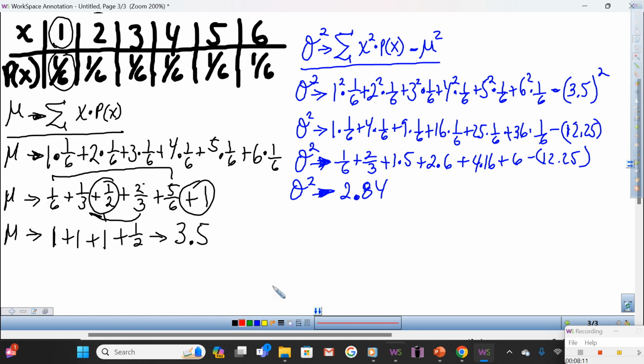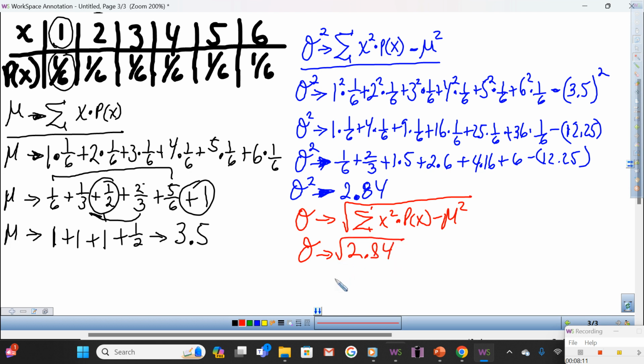What is our third formula? Standard deviation. And how do we find that? So basically just take the square root of this, the variance, right? Sum of x squared times p of x minus mu squared. Do we need to do all that work anymore? No, we already have it here. So to get standard deviation, we take 2.84 and we take the square root. So this is approximately, what is the square root of 2.84? 1.68.